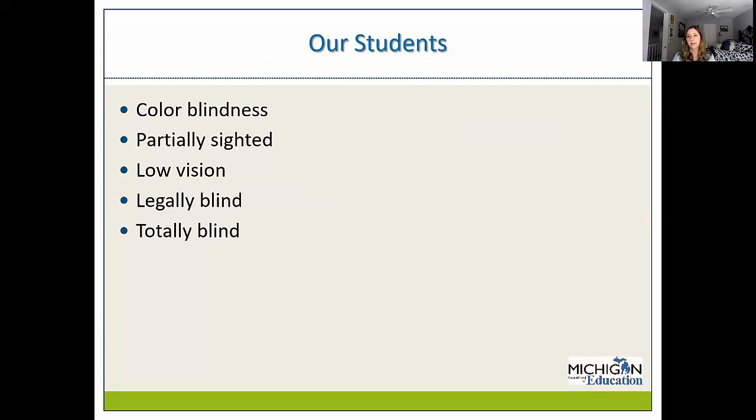Our students have a variety of needs. Our students may be colorblind, they may have partial sight, they may be identified as low vision or even legally blind, or in some cases totally blind. So we have a large range of students with visual needs, and we need to be able to address those in a variety of ways within our state assessments.